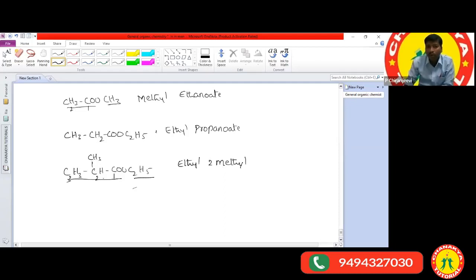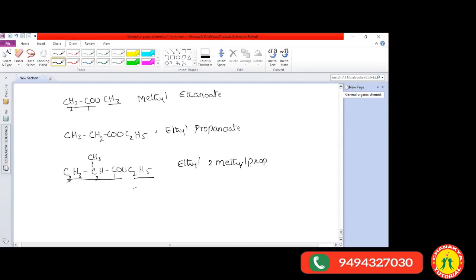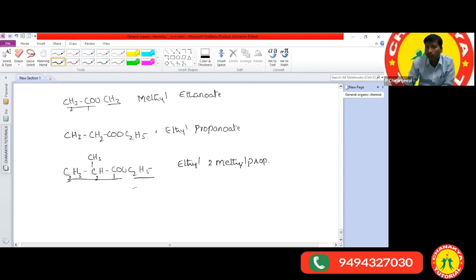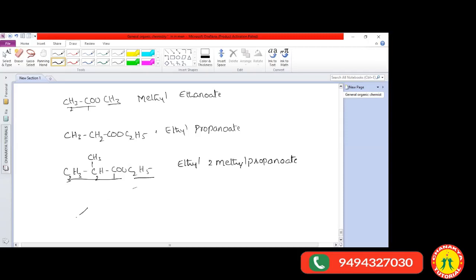So for the root word, how many carbon atoms are there? 3. Three means the root word is prop. The given compound is saturated, and the suffix of the ester functional group is oate. Reading it completely, it becomes ethyl 2-methylpropanoate. Now you got the clarity? Can I give one more structure like this? Yes, sir.